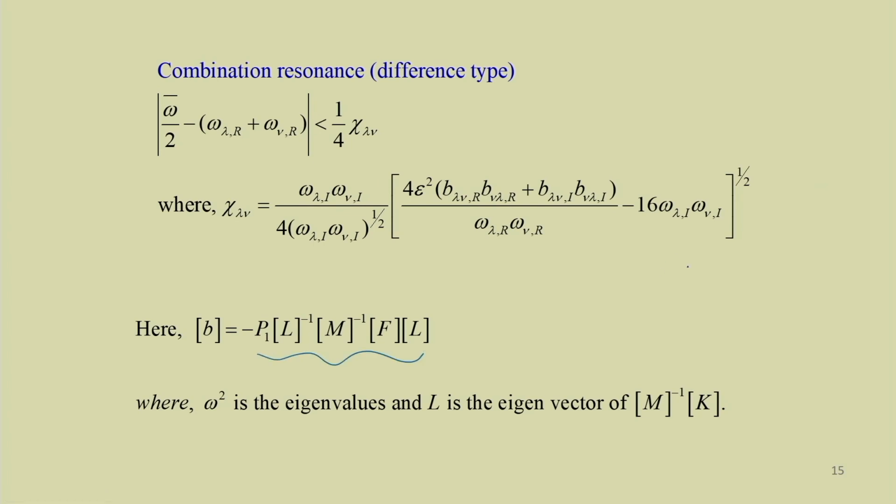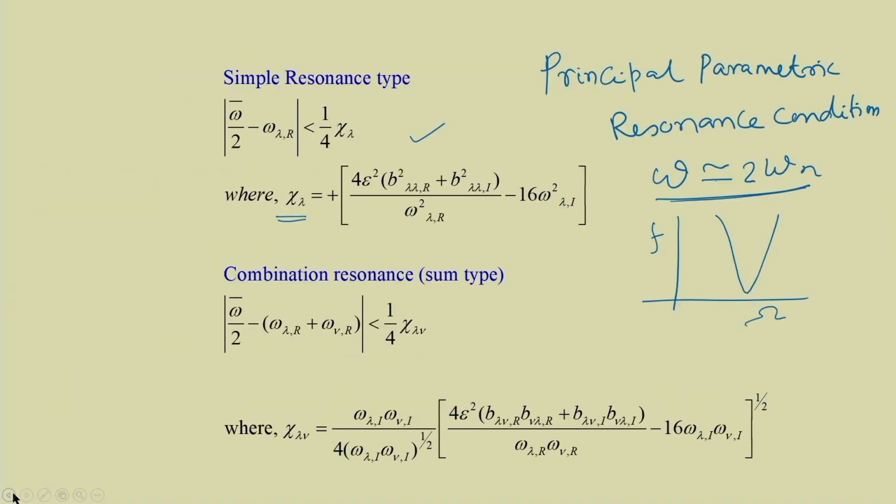Actually, first you have the M matrix and K matrix. From those, first find M inverse K, which is the A matrix. Now find the eigenvalue and eigenvector. Here L1 is the eigenvector of M inverse K. This P1 is the forcing term you know. So, B equals minus P1 into L transpose M transpose F L, where L is the eigenvector of A inverse K. That way you can find the B matrix.